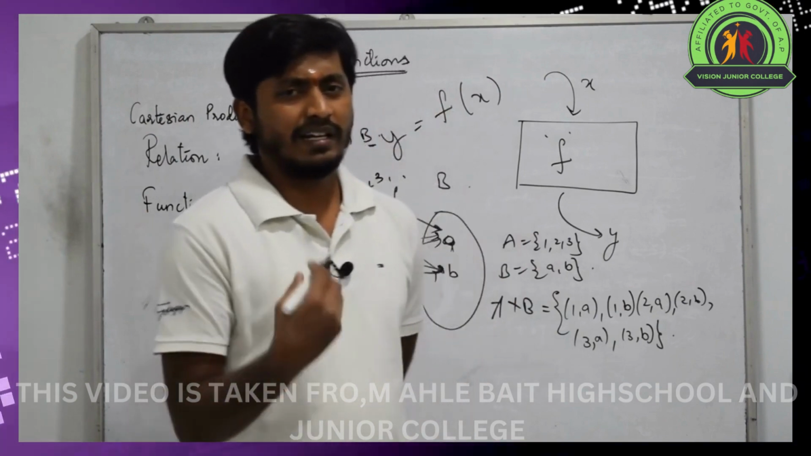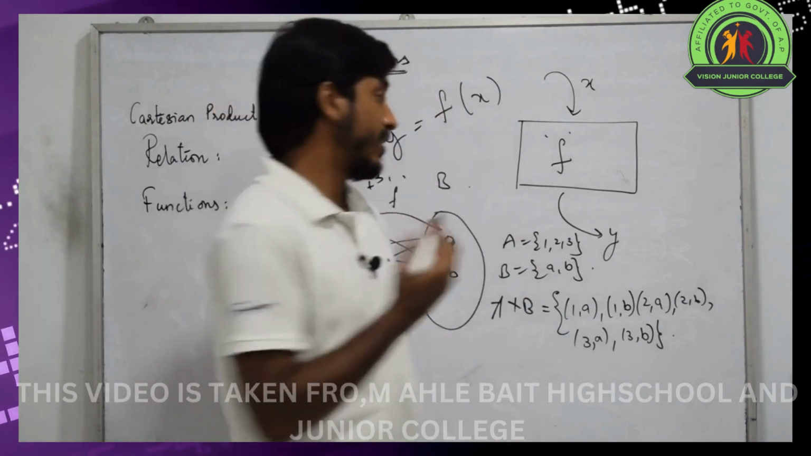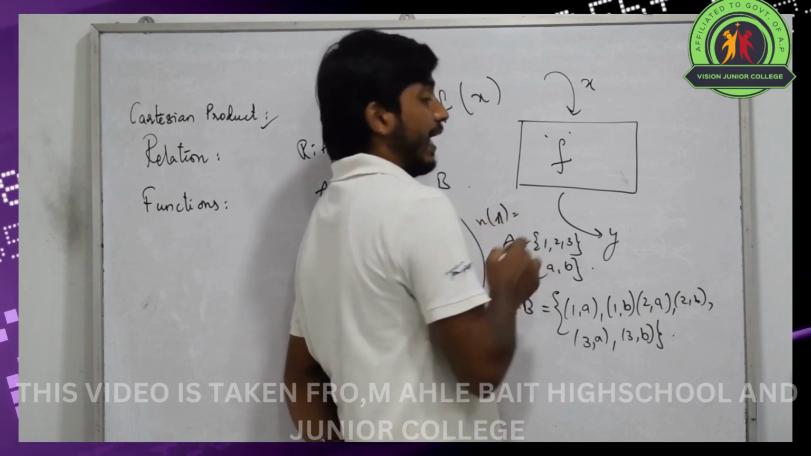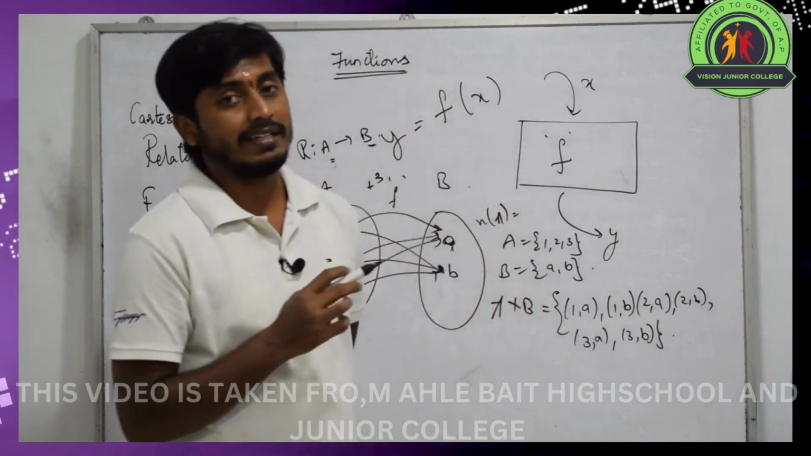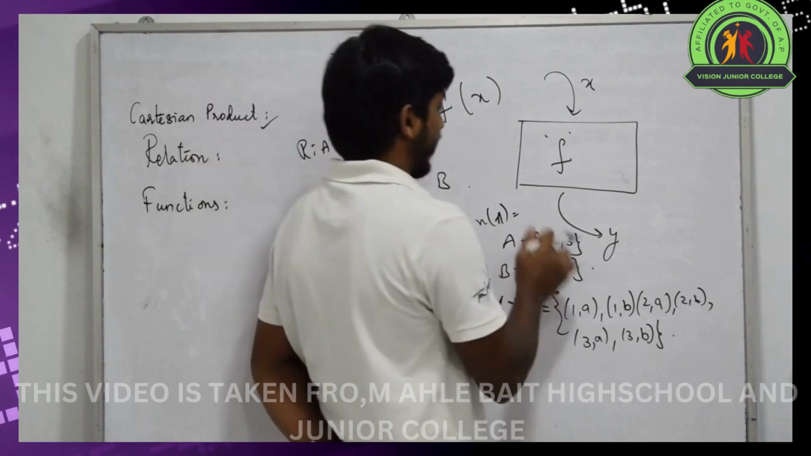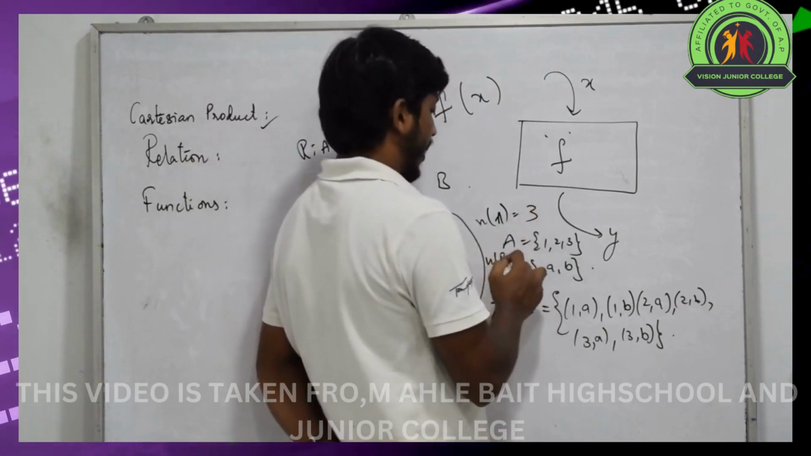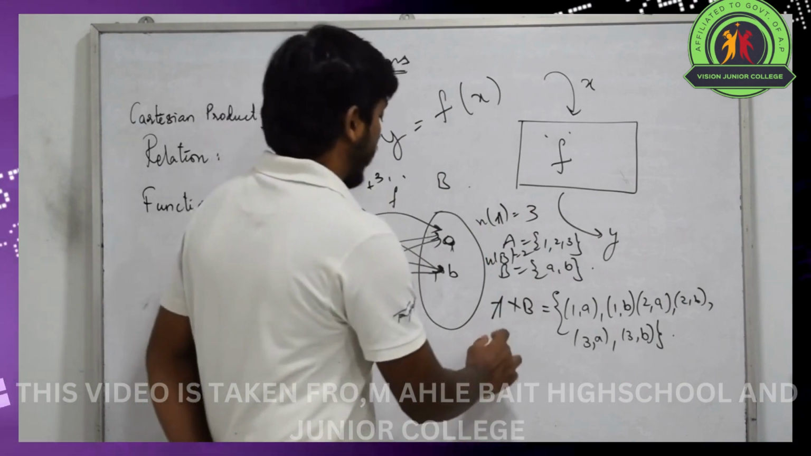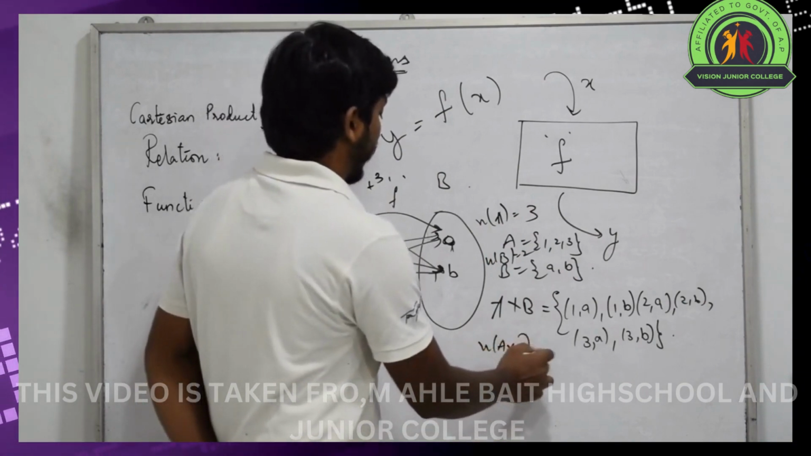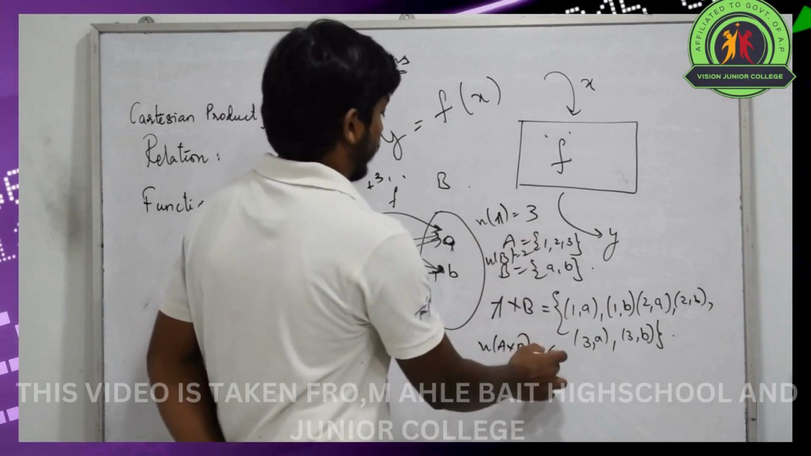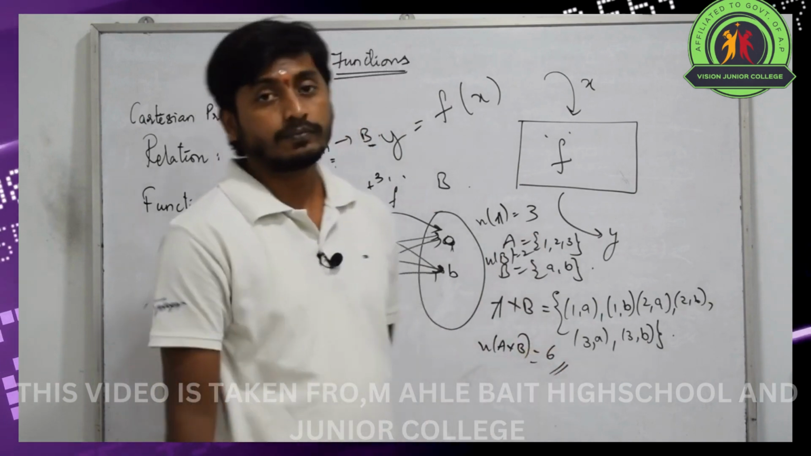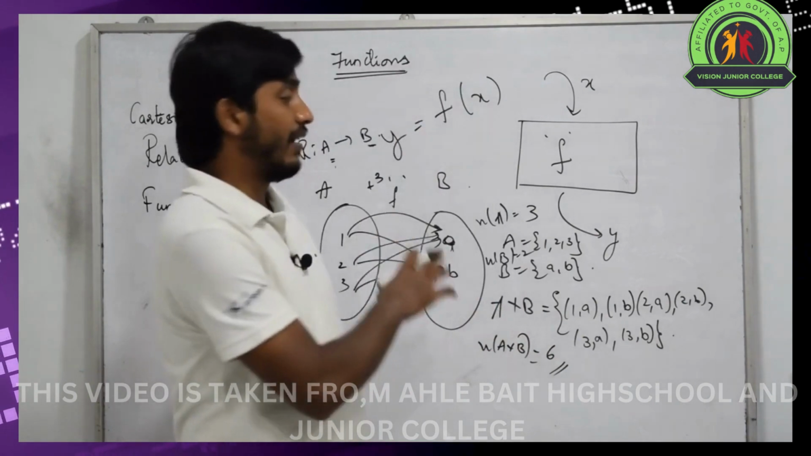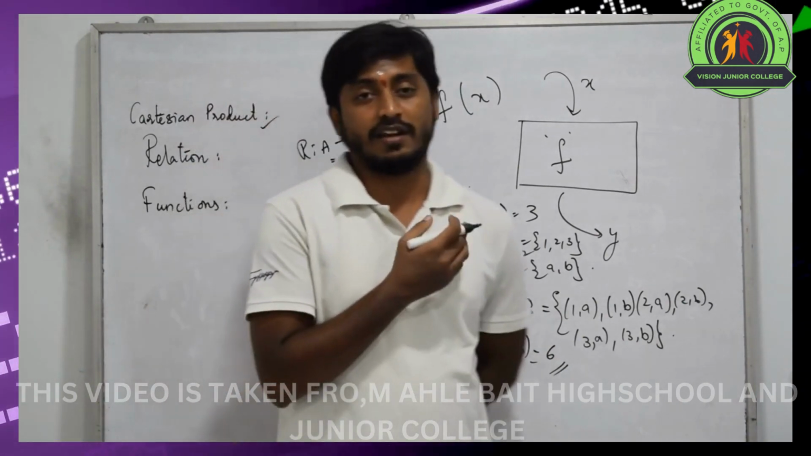We can even discuss this cardinal number. The number of elements in A is called the cardinal number. How many are there? 3, and here n of B is 2. Then what about n of A cross B? n of A cross B will be the product of n of A into n of B, that is 3 twos are 6. These are the basic discussions about what is a relation and everything.